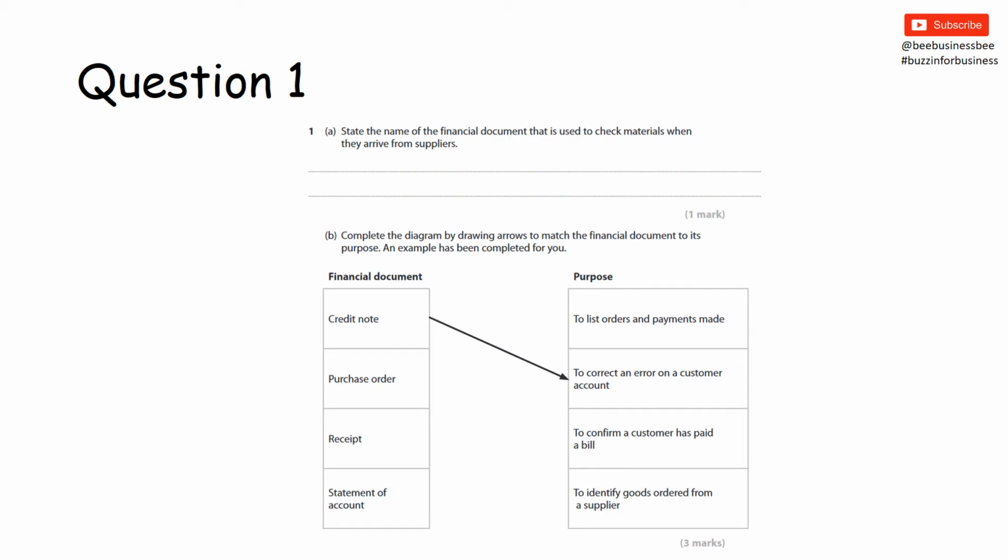Pause the video and do that, and then unpause to check your answers. So for part A, you should have got the delivery note is the document that's used to check off what items arrive from the supplier.